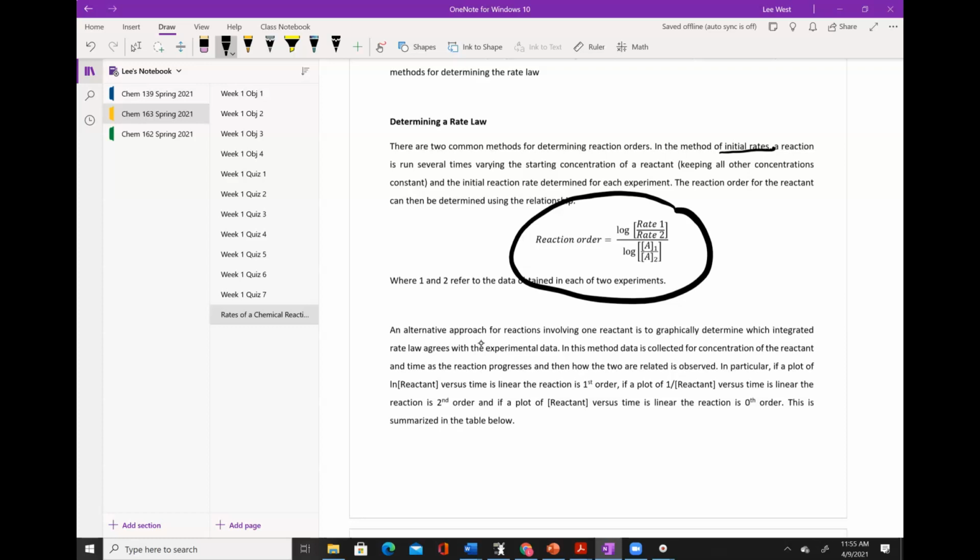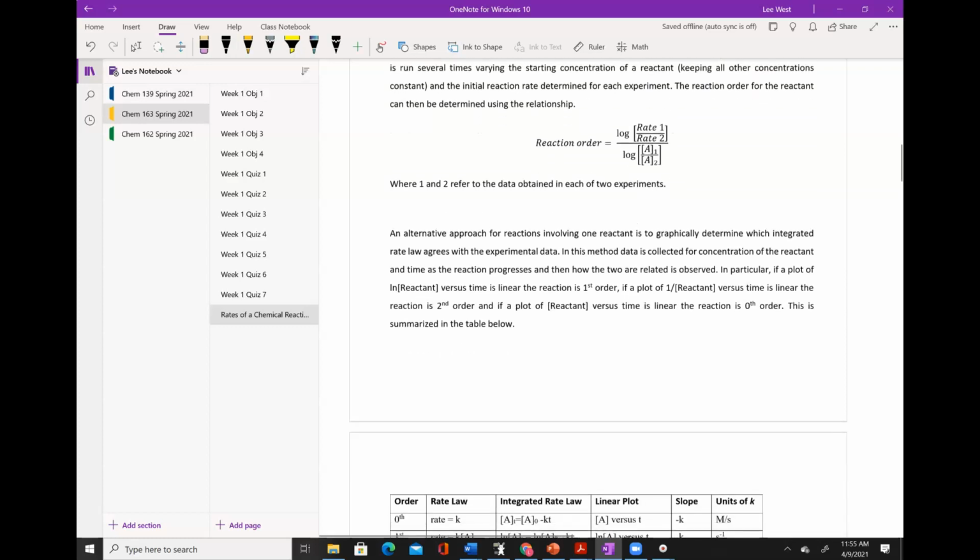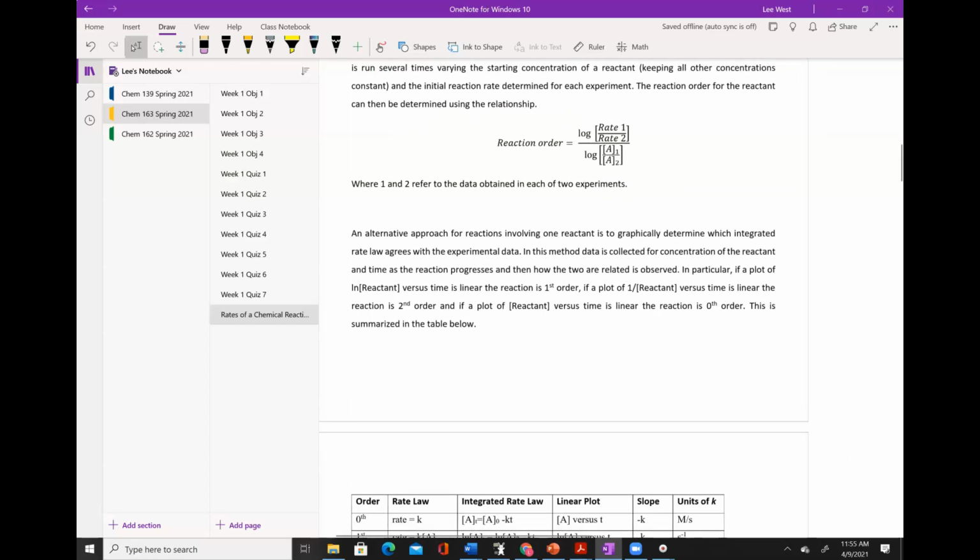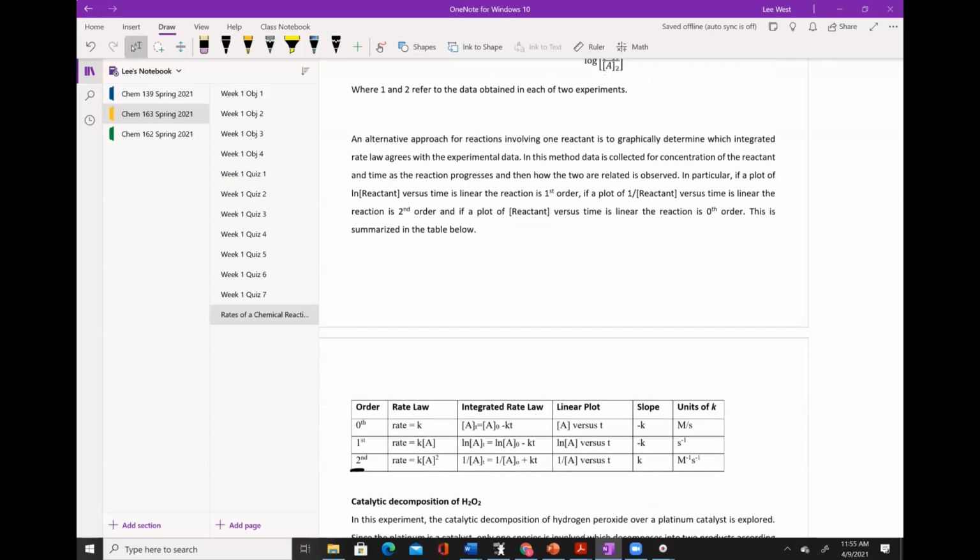For every reactant, you need 2 experiments where its concentration is changing. Now, it's a little complicated, especially if you've got multiple reactants. You're going to have to do a large number of experiments. Now, there's an alternative approach, but it only works when you have 1 reactant, and that's called graphically determining the reaction order using the integrated rate laws.